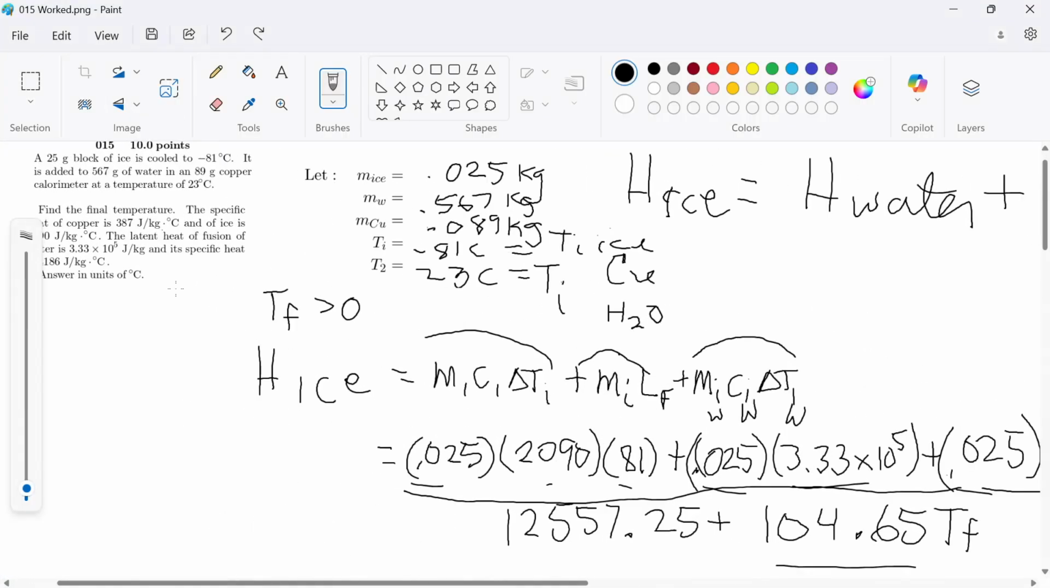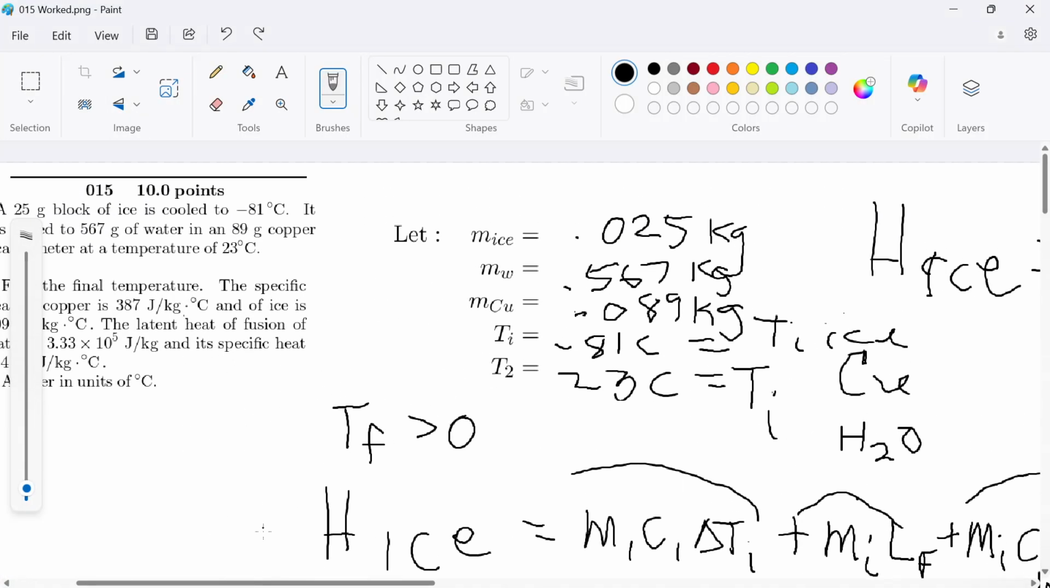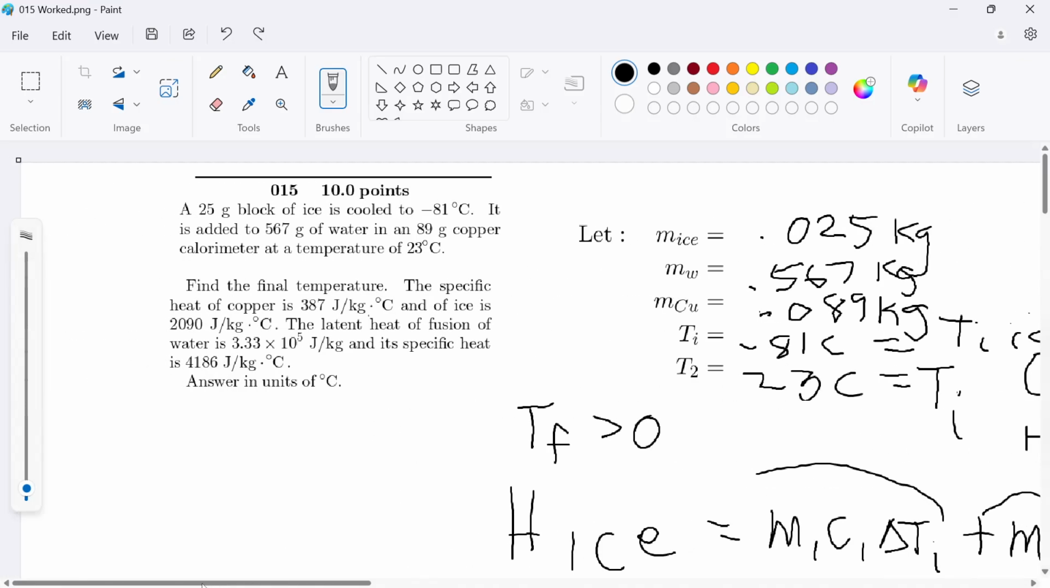So here's a question, a physics question, and it has to do with energy in liquids and solids. A 25-gram block of ice is cooled to negative 81 degrees Celsius. It is added to 567 grams of water in an 89-gram copper calorimeter at a temperature of 23 Celsius. Find the final temperature. The specific heat of copper is 387 joules per kilogram degrees Celsius.